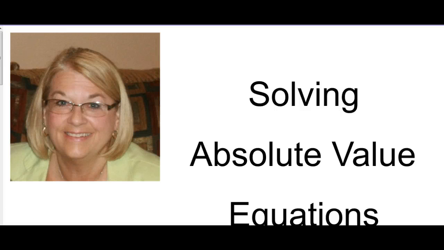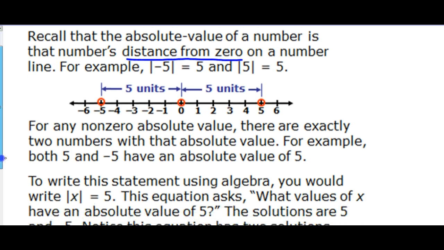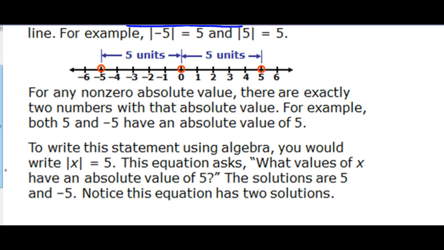We're going to talk today about absolute value equations and how to solve those. If you will remember, absolute value of a number is the distance from zero. Distance from zero on a number line. It doesn't make a difference whether it's on the positive side or the negative side. It is absolutely how far away from zero you are. Therefore, the distance from zero has to be a positive number.